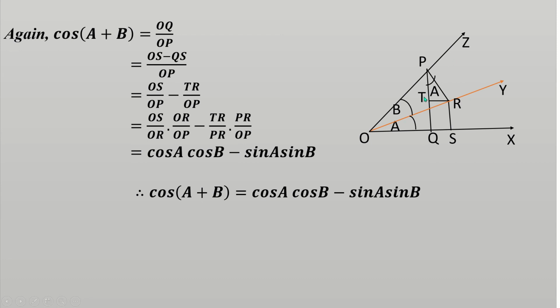by PR. TR by PR: as this is a given angle, TR is the opposite side or perpendicular, so this equals sin A, and PR by OP, as this is a given angle, PR is the opposite side or perpendicular, so this equals sin B. Therefore cos A plus B equals cos A cos B minus sin A sin B. This is another proof. Clear?